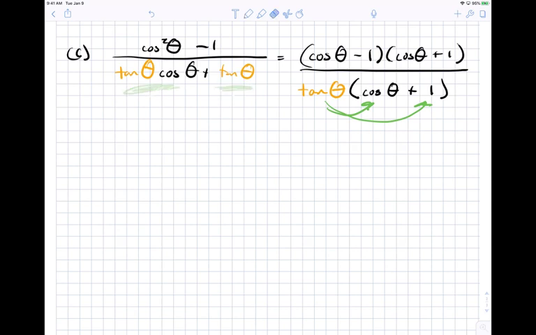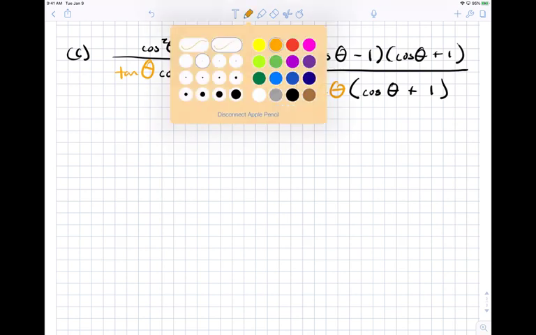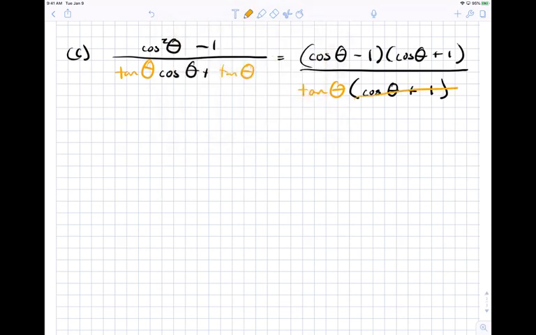Okay, so now, given this, do you notice anything? Now we can cancel cosine plus 1. Now everything is multiplication and division, so we can cancel these factors. Again, factors are things that we multiply, and we can cancel factors, but we cannot cancel terms.